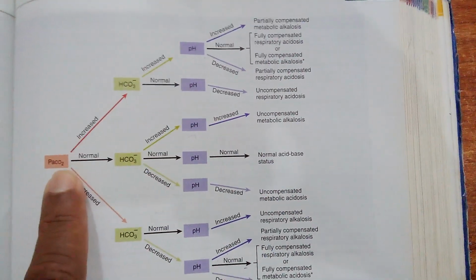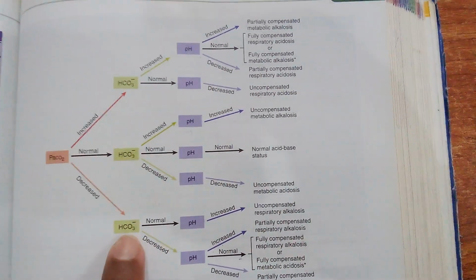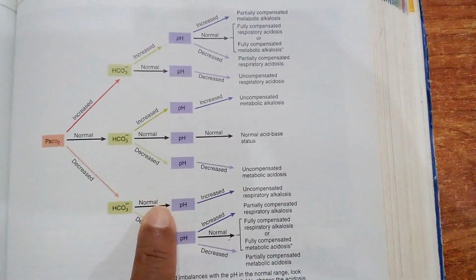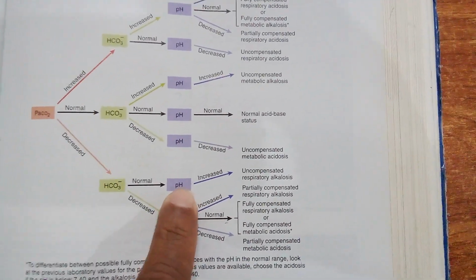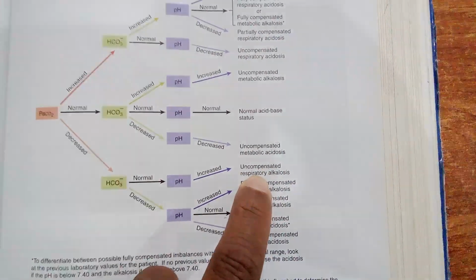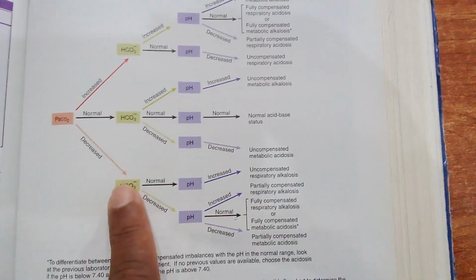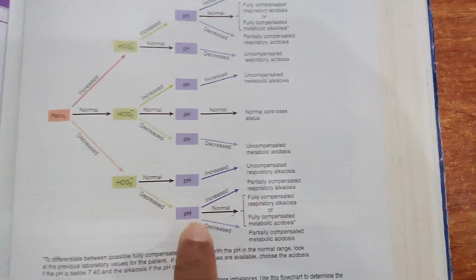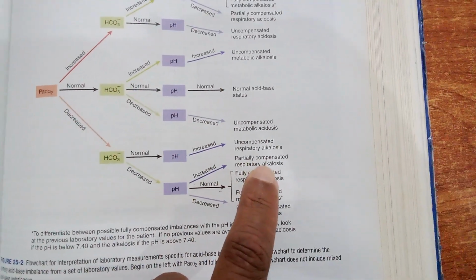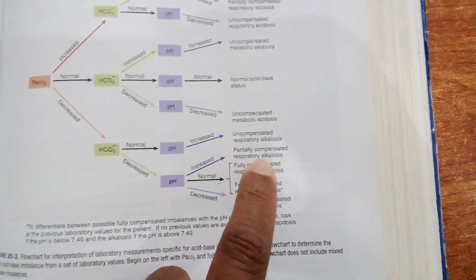Now, if partial pressure of arterial carbon dioxide is decreased, look at bicarbonate ions. If bicarbonate ions are normal, look at the pH. If pH is increased, then it is uncompensated respiratory alkalosis. Similarly, if bicarbonate ions are decreased, look at the pH. If pH is increased, it is compensated respiratory alkalosis.